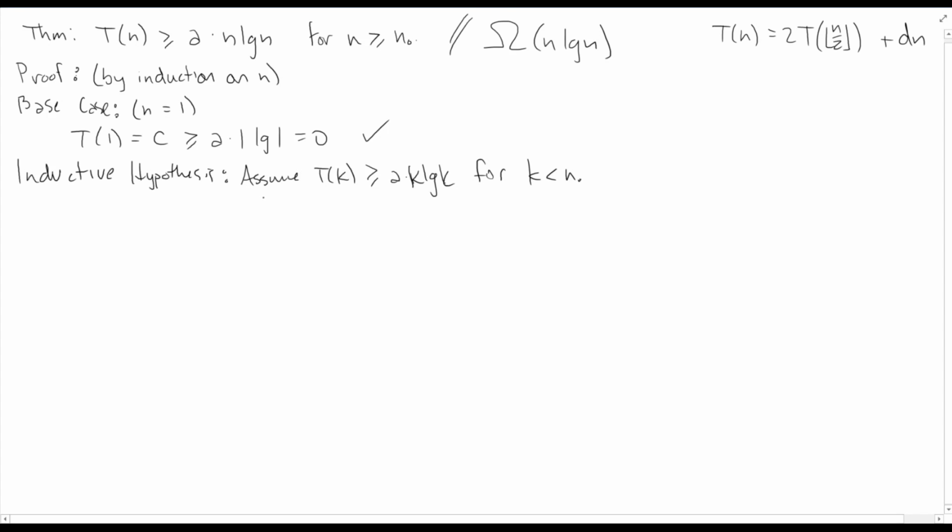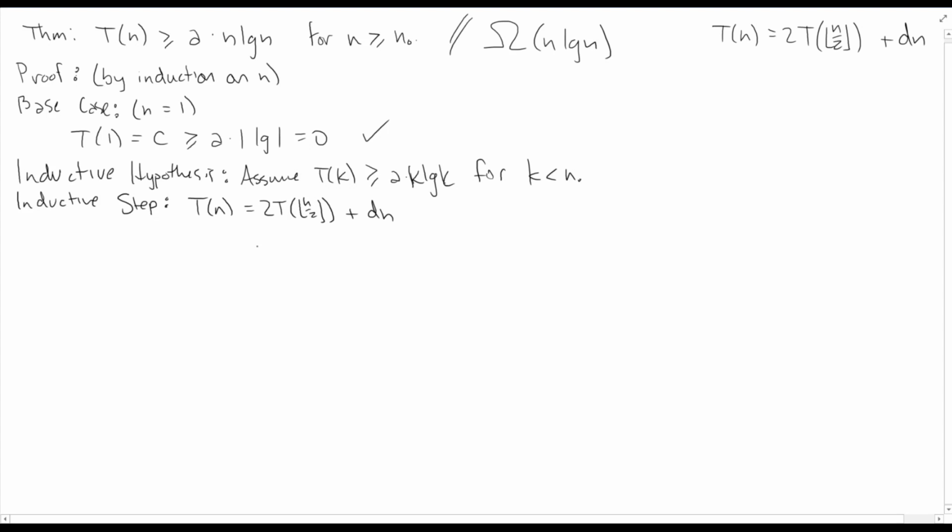Okay, so in our inductive hypothesis, once again, we'll just copy down what we're trying to prove. So we've got T(k) is greater than or equal to a times k log k. And again, for restricted values of k, for k less than n. Okay, proceeding to the inductive step.